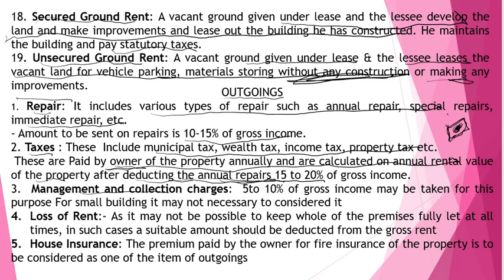Then management and collection charges, 5 to 10% of gross income may be taken for this purpose. For small buildings, it may not be necessary to consider it. Then loss of rent, as it may not be possible to keep the whole premises fully let at all times. In such cases, a suitable amount should be deducted from the gross rent as loss of rent. Then house insurance. The premium paid by the owner for fire insurance of the property is to be considered as one of the items of outgoings.